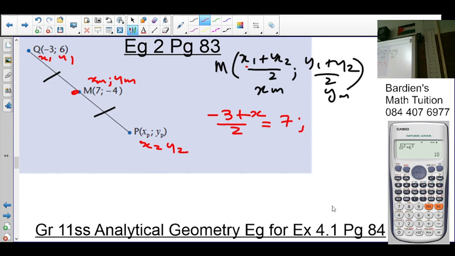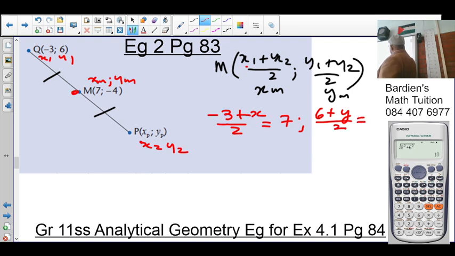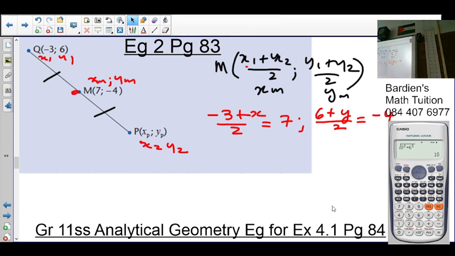Okay? Let's go on the other side. y1, what is y1? 6 plus y over 2 is equal to? Set up another equation, a different equation in pursuit of calculating y. So what do I do now? Let's look at the first equation. What do I do now?